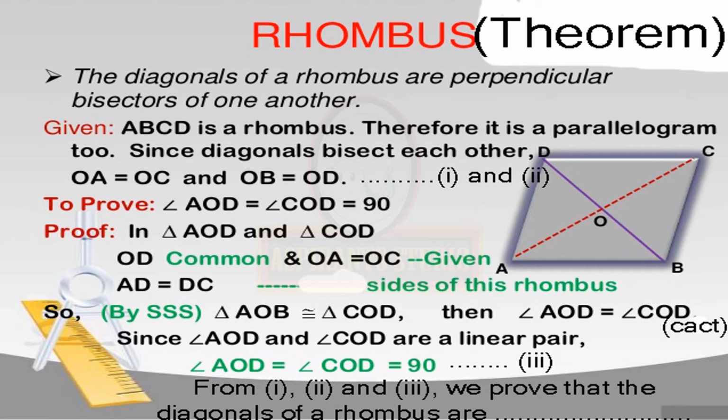All these intermediate steps you have to write, because you have learned so many theorems, so it is homework for you to write. So now combine equations 1, 2 and 3. From equations 1, 2 and 3, we prove that the diagonals of the rhombus are perpendicular bisectors of one another. From equations 1 and 2, we can understand that bisector part. And from equation 3, we can understand the perpendicular part. So, we have proved that the diagonals of a rhombus are perpendicular bisectors of each other.